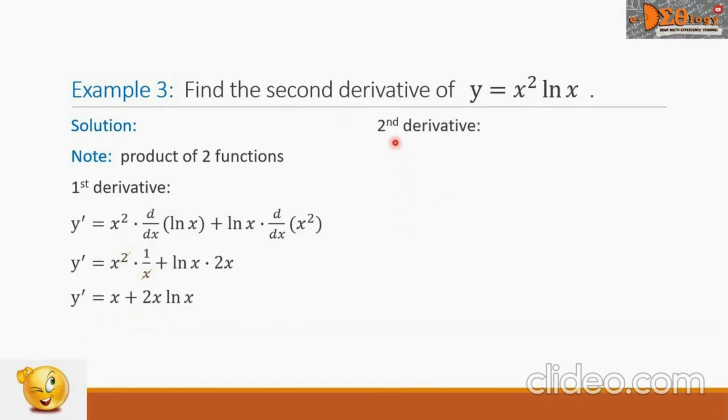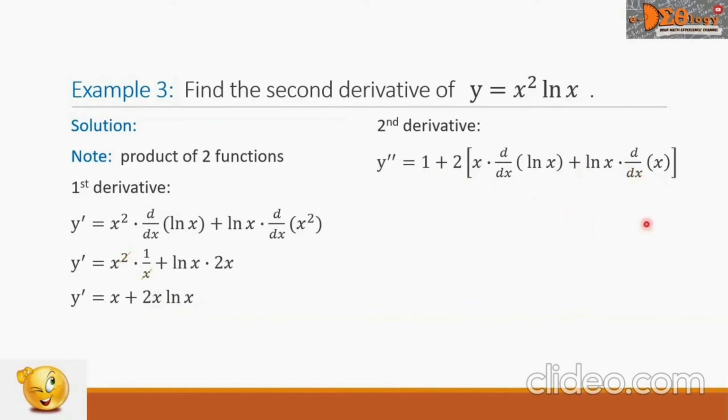Now let us take the second derivative. So we will write y double prime. This is equal to the derivative of x, which is 1, then plus. Let us write the constant outside, and we will take the derivative for x and ln x. So we copy first the x here and take the derivative of ln x. Plus, we copy the second function ln x times the derivative of that x.